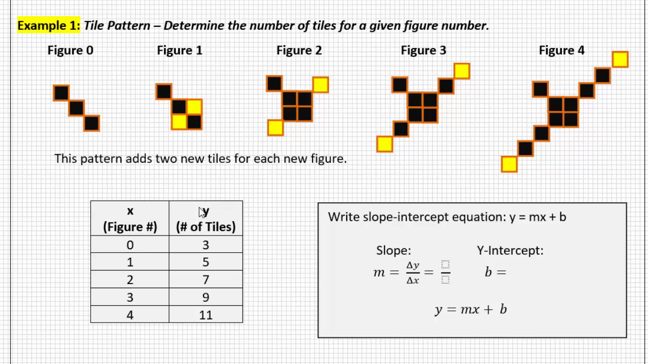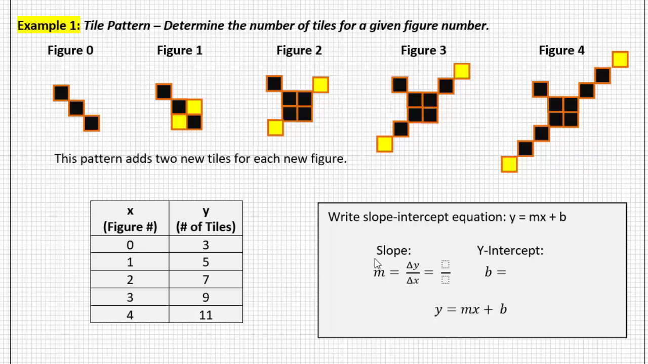So the next step is we're trying to represent this pattern, which we've made a data table for, but we want to be able to interpret that as an equation that represents this tile pattern, so that we could use that equation to figure out how many tiles are in any given figure number.